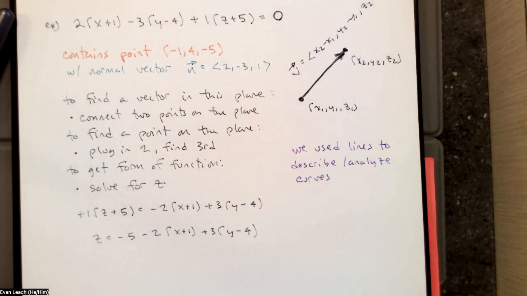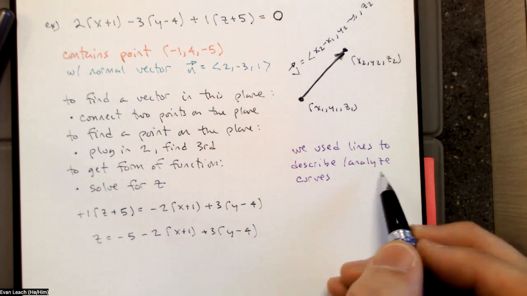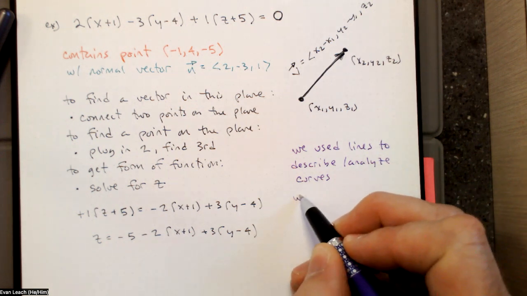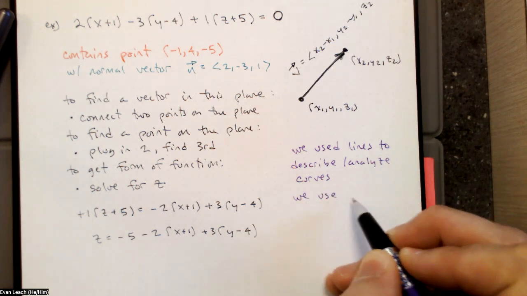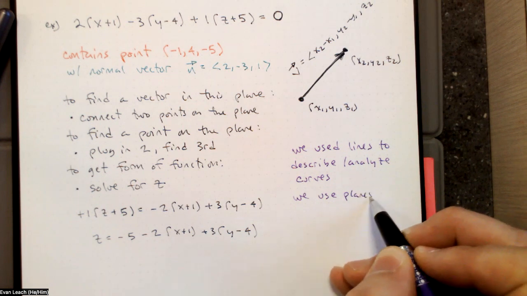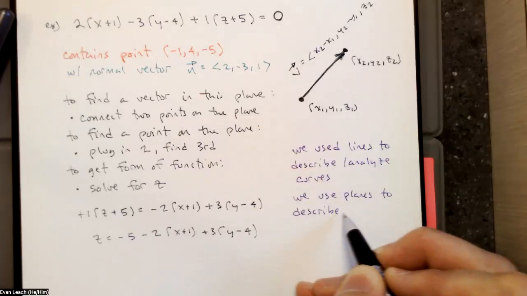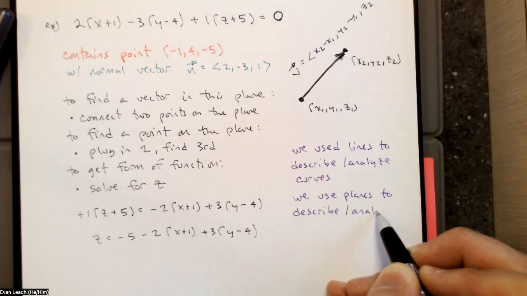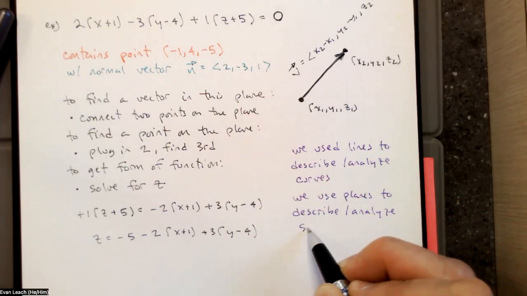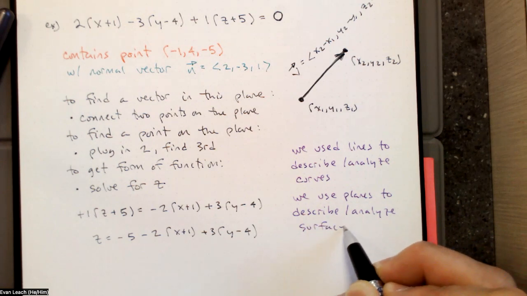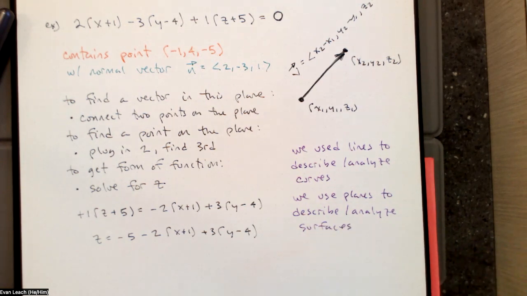We use linear stuff to describe nonlinear stuff. So we use lines to describe or analyze curves. We use planes to describe, I'm going to throw in analyze, surfaces. The game that we're playing is we're taking nonlinear stuff and describing it with linear stuff.